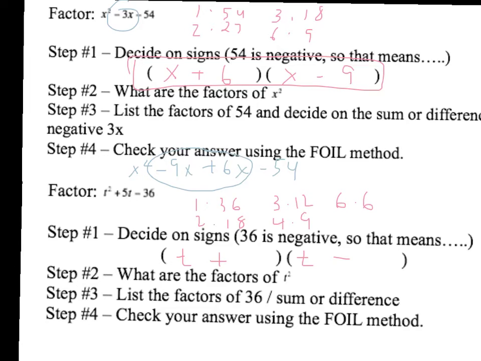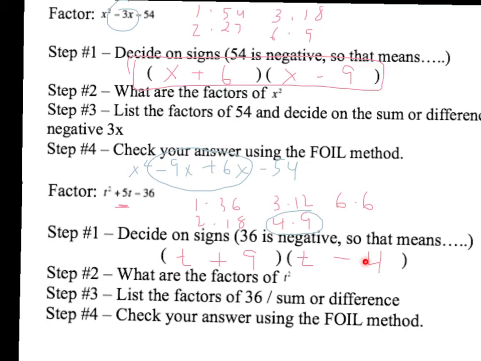Now we're looking for two numbers that have a difference of positive 5t. And I think that you'll notice very quickly that once you have the factors listed out, it's so much easier to find that magic pair, 9 and 4. Now that 5 is positive, so that means our 9 must be the positive and the 4 is the negative. Because when we go to FOIL this out, of course, t times t is going to give me t squared, and 9 times negative 4 is going to be the negative 36.